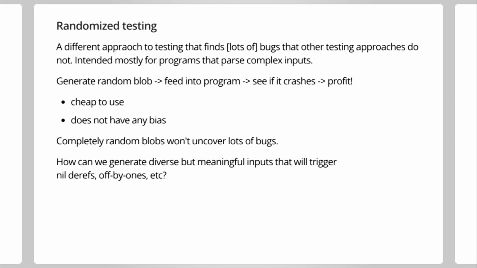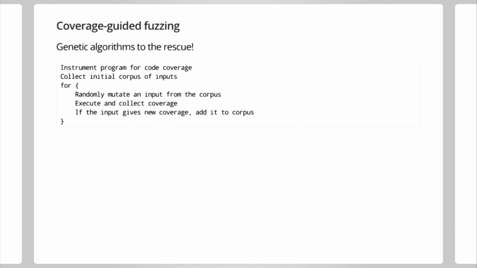But completely random blobs like white noise won't find lots of bugs because the code will just bail out early on some check, and you don't actually check the rest of the code. So the question here is, how can we generate diverse but meaningful inputs that will actually trigger nil derefs and off by ones in our code? One of the known answers to this question is so-called coverage-guided fuzzing.